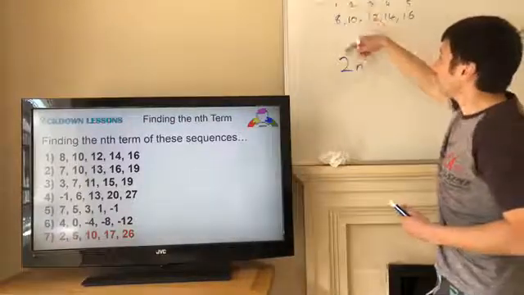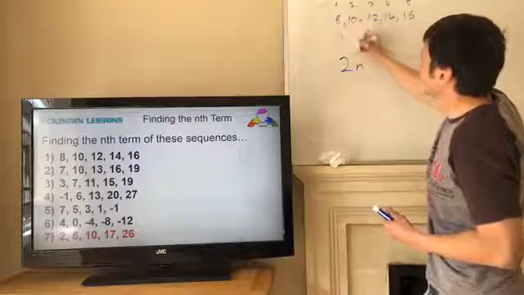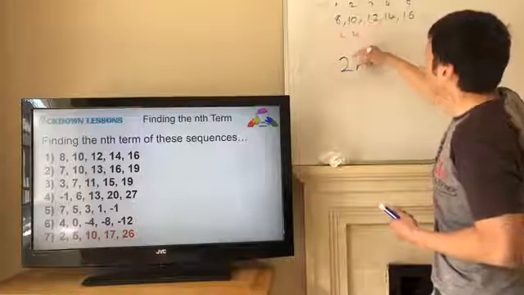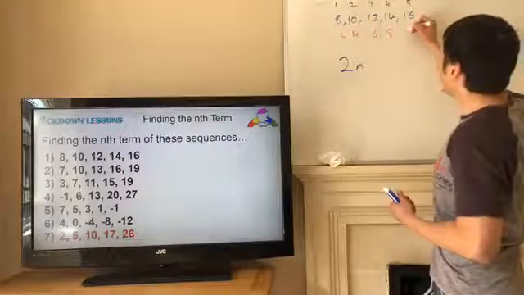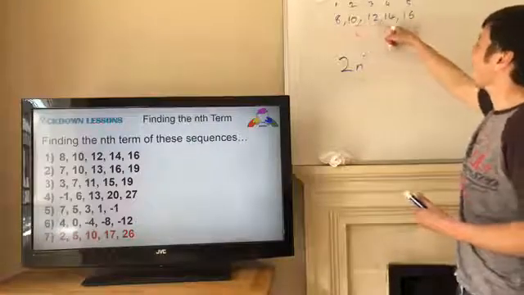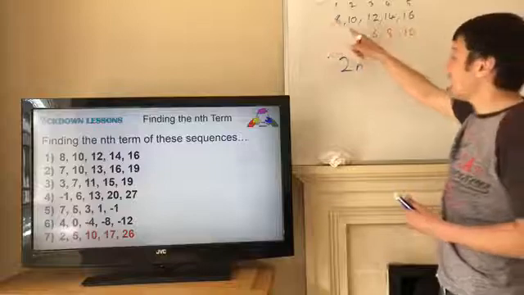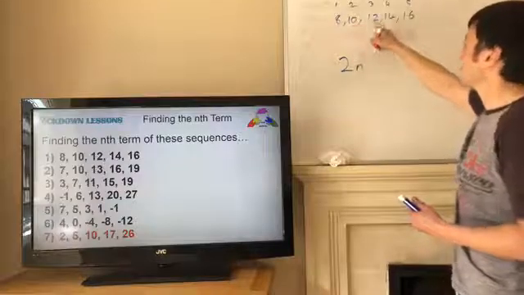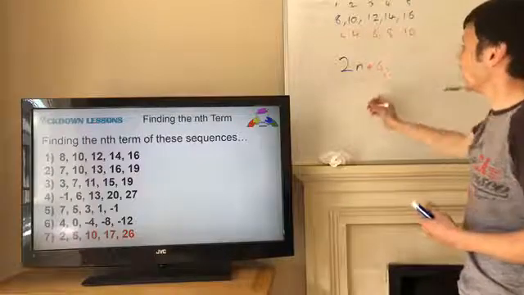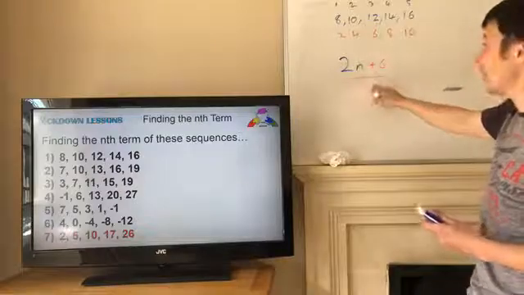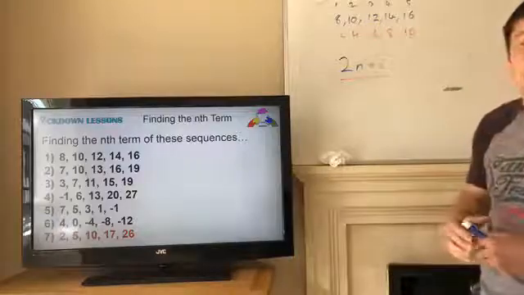So, if n is 1, 2 times 1 is 2. 2 times 2 is 4. 2 times 3 is 6. 2 times 4 is 8. 2 times 5 is 10. So it doesn't quite match up with my sequence. But I look at this number and think, how do I get from 2 to 8? How do I get from 4 to 10? How do I get from 6 to 12? You can see you need to plus 6 each time. So my nth term is 2n plus 6. And that's how you find the nth term for that sequence.